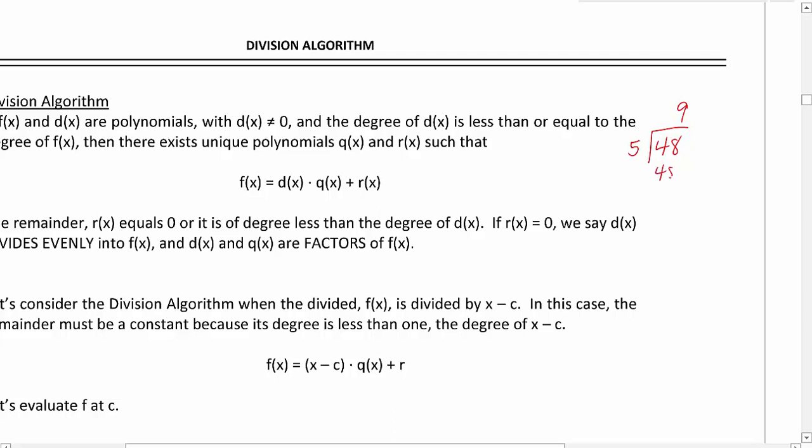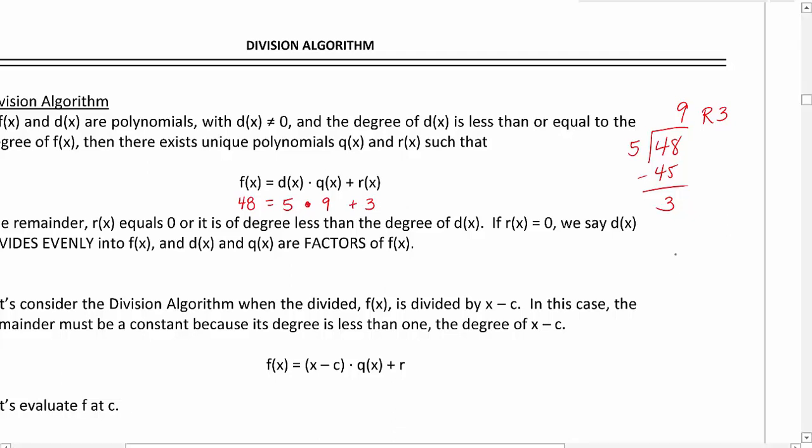We multiply back, subtract, and get a remainder of 3. So what our division algorithm is saying, and I'm just going to line up the numbers right under this division algorithm, is that 48 would be equal to 5 times 9 plus 3. So our original number, our original polynomial, is equal to the divisor times the quotient plus the remainder. And that's exactly what we had over there.